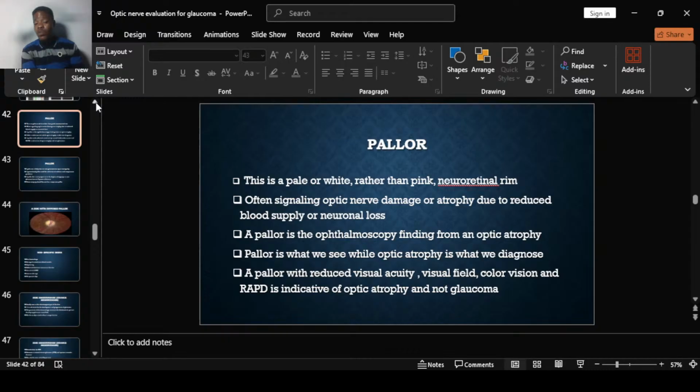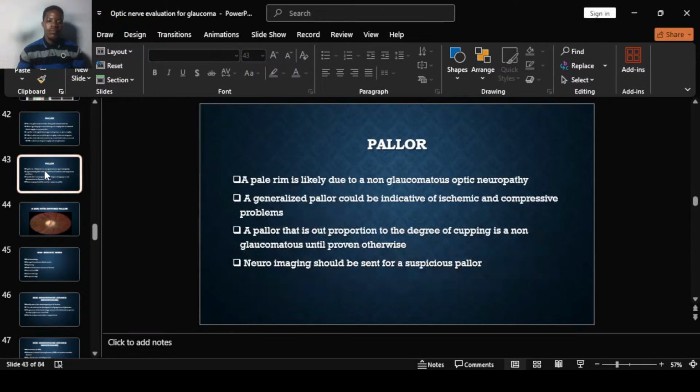So a pallor with reduced visual acuity, visual field, color vision, and RAPD is indicative of optic atrophy and not glaucoma. A pale rim is likely due to non-glaucomatous optic neuropathy. A generalized pallor could be indicative of ischemic and compressive problems. A pallor that is out of proportion to the degree of cupping is a non-glaucomatous cup until proven otherwise, and neuroimaging should be sent for it. Every time we see suspicious pallor, it is good we send for neuroimaging, which is MRI or OCT, whatever.